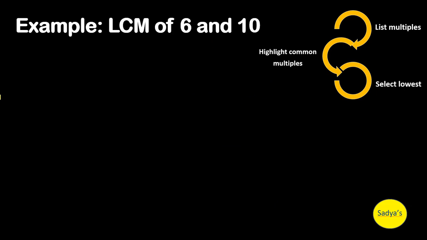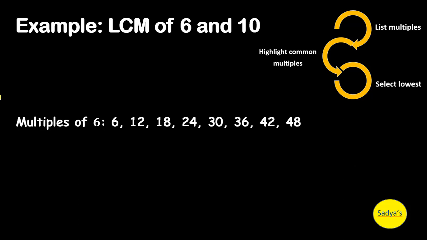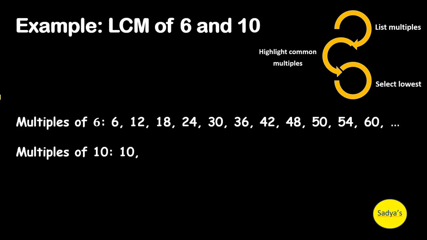Let's see an example. If we have to find the LCM of 6 and 10, we will list the multiples of 6. Multiples of 6 would be 6, 12, 18, 24, 30, 36, 42, 48, 50, 54, 60, and so on. Since the numbers keep on going, the multiples of 6 also keep on going. That's why we have written the symbol of continuity, the three dots. The multiples of 10 are 10, 20, 30, 40, 50, 60, 70, and so on.